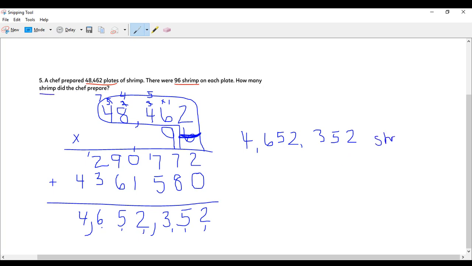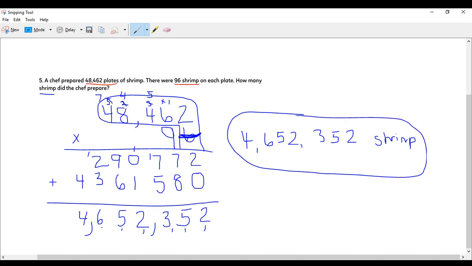Our units would be shrimp. So the chef prepared 4,652,352 shrimp. Biggest thing, boys and girls, with these problems is making sure that you show your work. Okay, so I've done 1 and 5 for you. You've got 2, 3, and 4 to do.